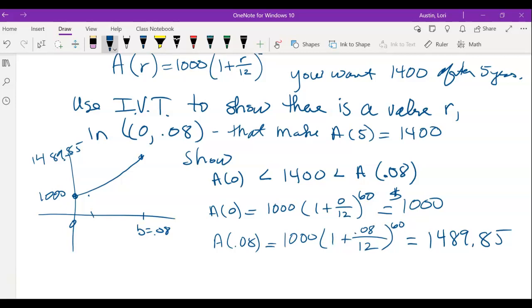So the other way to do it is to keep just plugging in percents, right? You could keep, I'll try 0.075. Again, realistically, why wouldn't you just go with the 8%? Because at least you got your 1,400, right? So you can do that. But that is what you need to do to show. Now you can say, yes, by the intermediate value theorem, there must be a value R between 0 and 8% that will give me exactly 1,400. Okay?